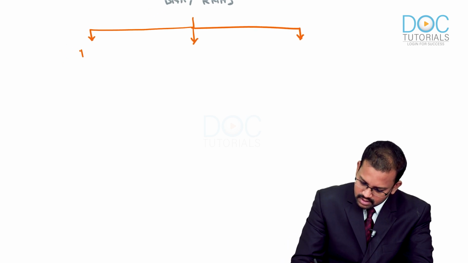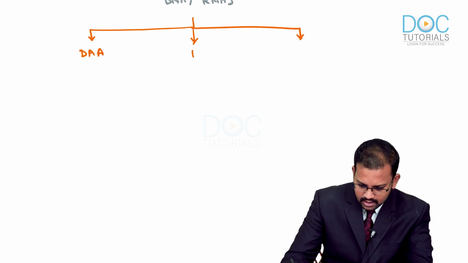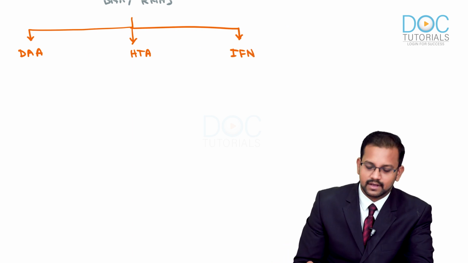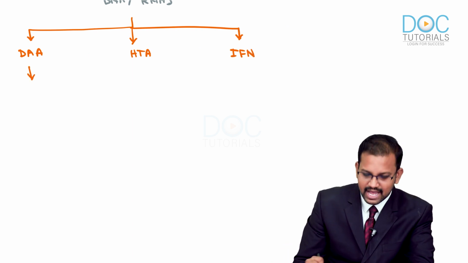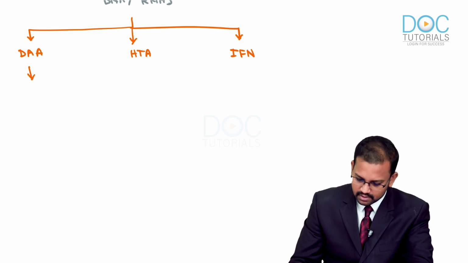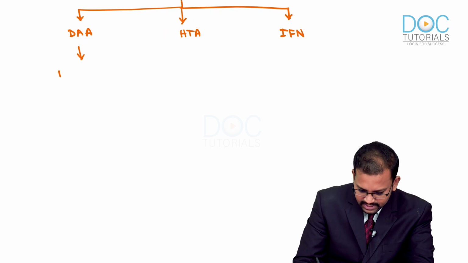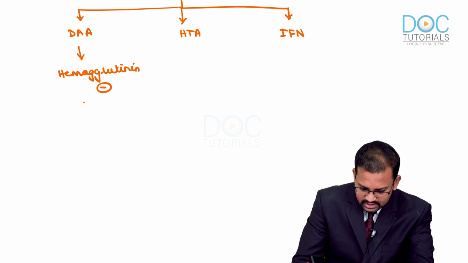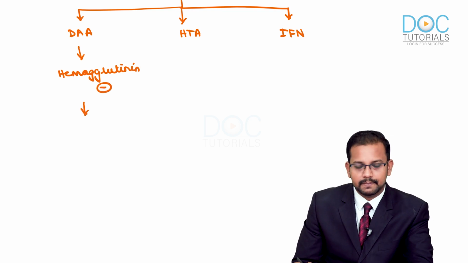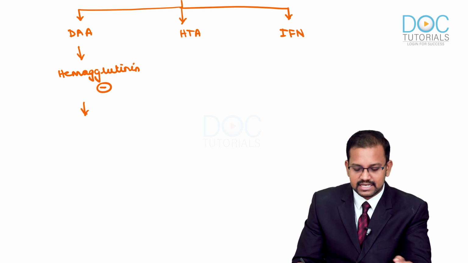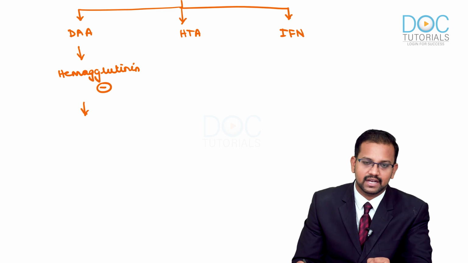The first one, DAA, HTA, IFN. What is DAA, guys? Directly acting antiviral agent. It has directly acting antiviral property, and how is it going to produce this? It acts as a hemagglutinin inhibitor, and because of it, it also has additional mechanisms by which it can be classified as a directly acting antiviral agent.